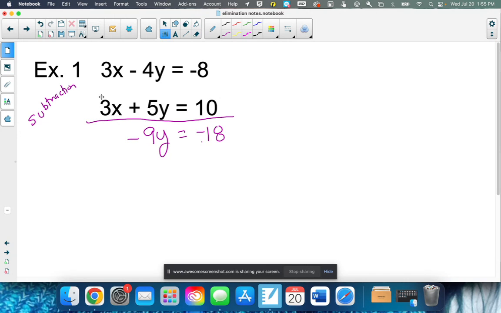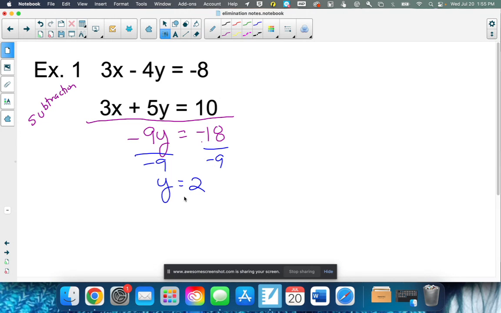And take a look, I don't have an x anymore. I'm down to one variable, which means I can actually solve this and then substitute back in to get the other variable. So this is how this works. You're either going to add or subtract, and I'll do examples of both just so you can see why it makes a difference if you're going to add or subtract. So I'm going to go ahead and solve for y and then keep going. So y is equal to 2.